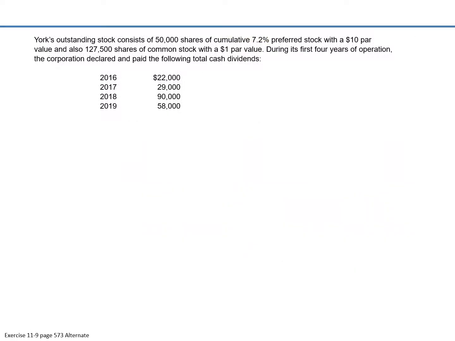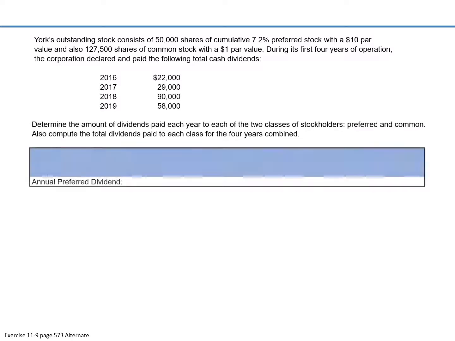So same problem, different numbers. So why don't you take a few minutes and determine the annual dividend and then the amount paid to preferred and common shareholders each year, assuming that it's cumulative instead of non-cumulative.